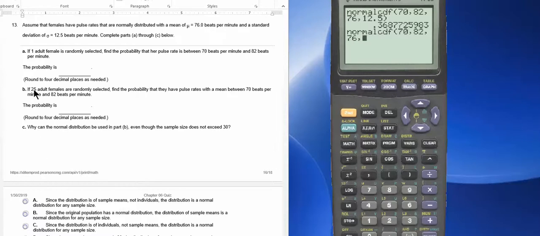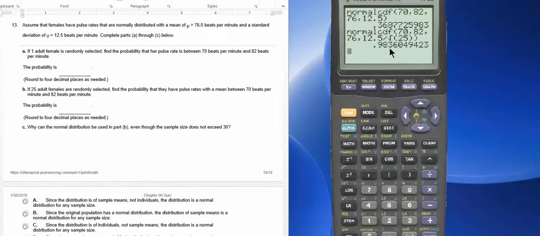Because I have to account for 25 adults rather than one adult, instead of the standard deviation, which is 12.5, I'm going to use 12.5 divided by the square root, that's second square root, of n, which is 25. Now you know the square root of 25 is 5, so you could put a 5 in there if you wanted to. But you don't have to do the calculations if it's something that isn't a perfect square. And I'm going to close the parentheses on the normal CDF and then do it.